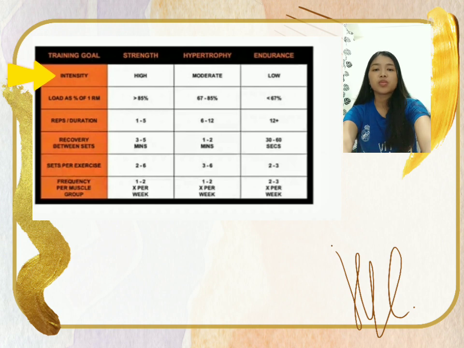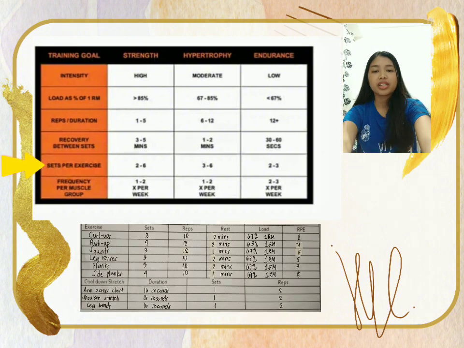My intensity is moderate, so I will be looking at this column. First is sets per exercise. As you can see, under moderate, it should be 3 to 6 sets. For the repetitions, according to the table, it should be 6 to 12 repetitions. And for the recovery between sets, it should be 1 to 2 minutes.